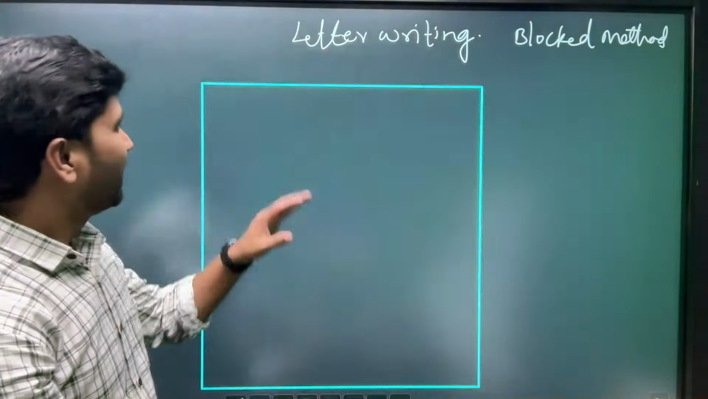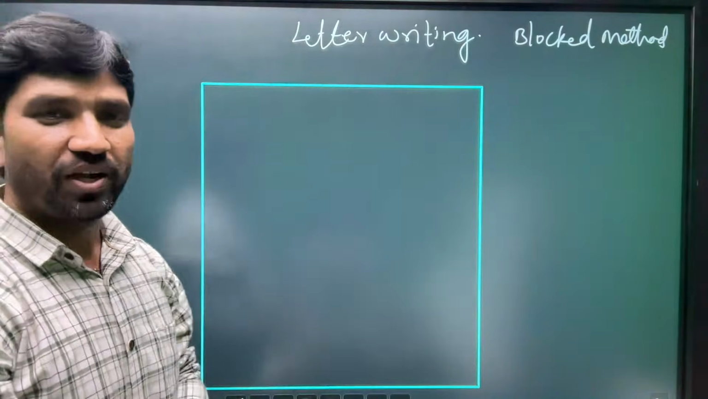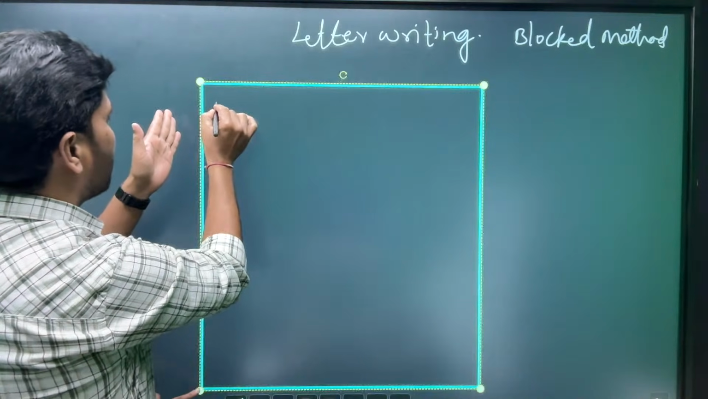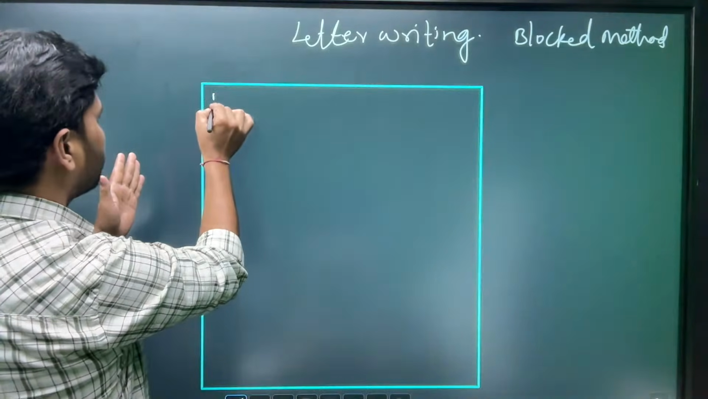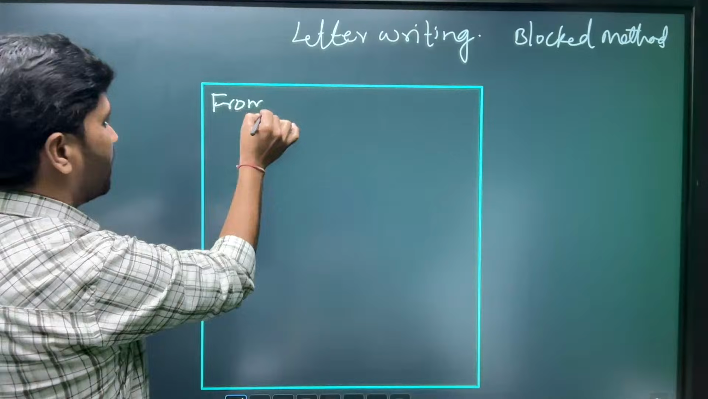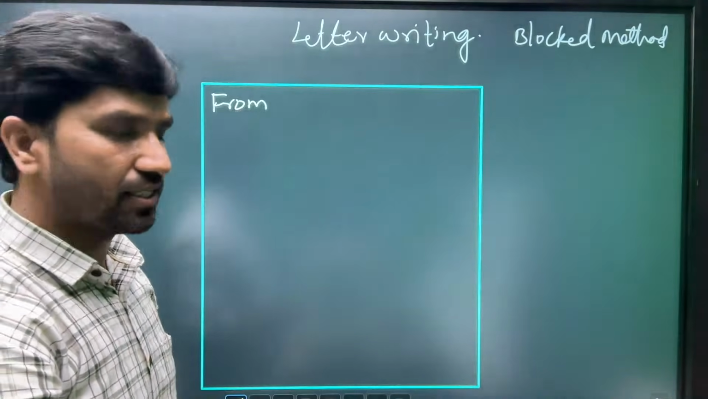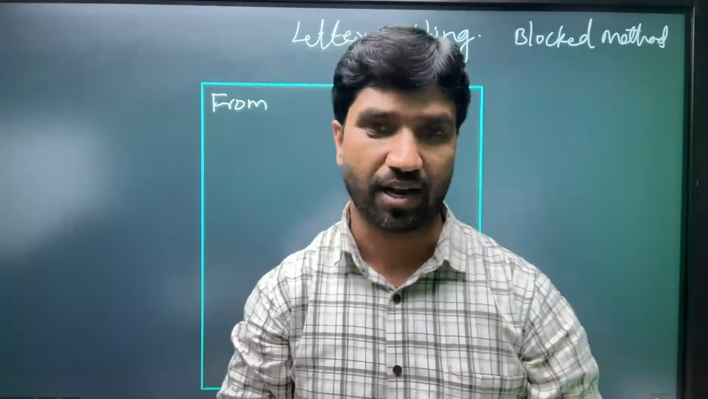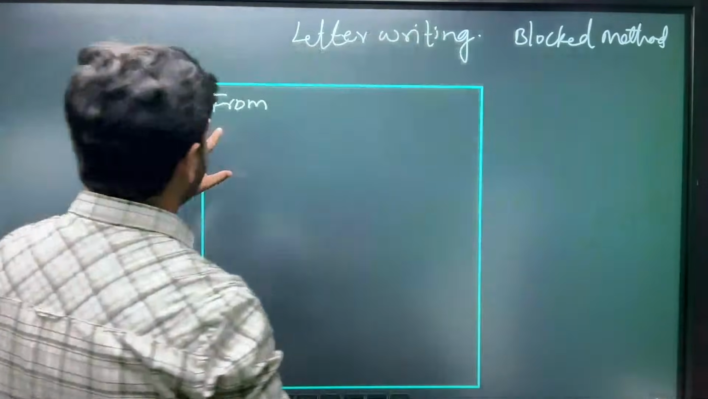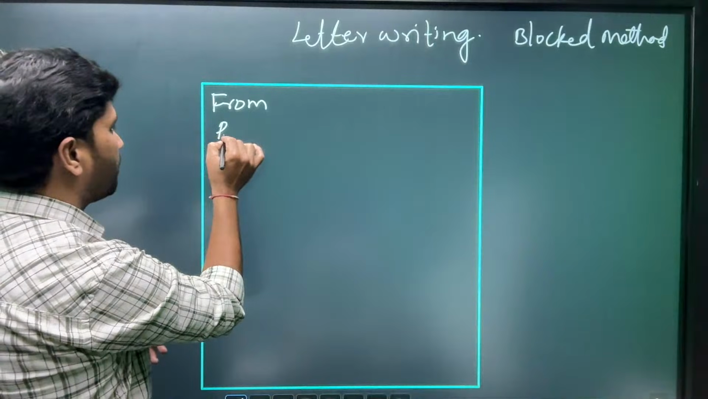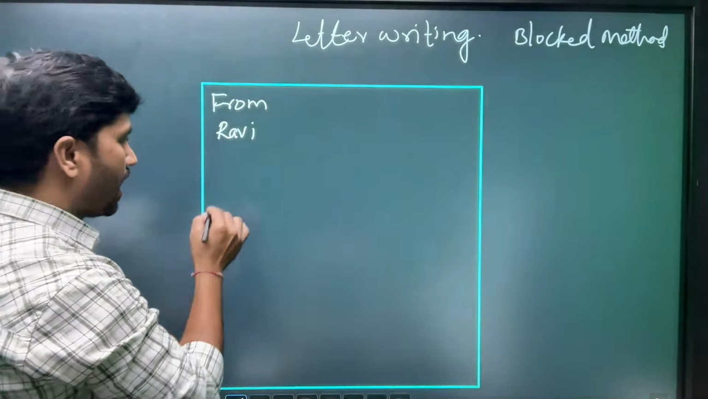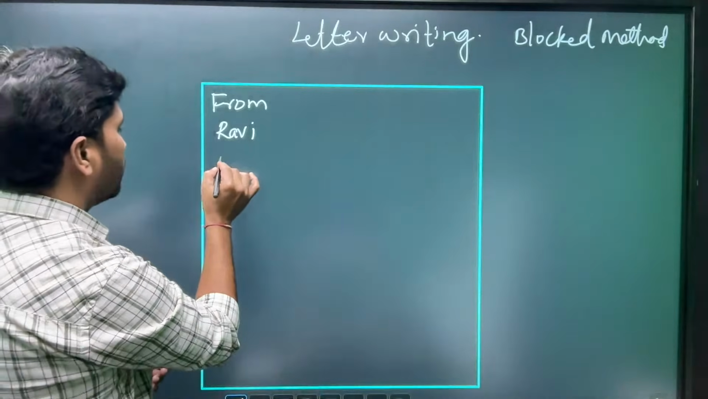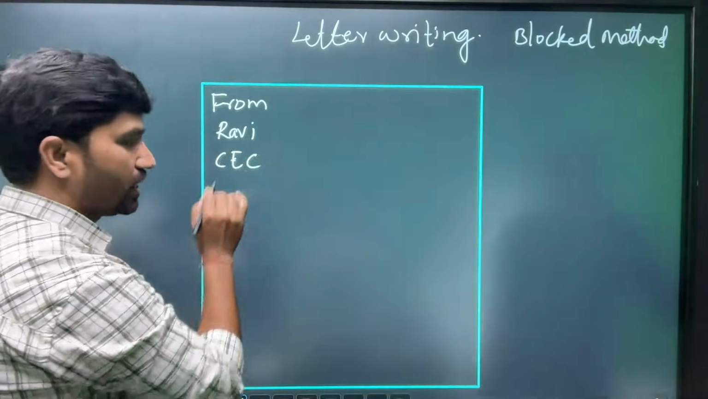Right. So this is a page. Then how to write the letter? How to start it? From the left side we start with the from address. That means your address. For example, the letter is going to be written to your principal to get back all your certificates. So how to write? For example, your name is Ravi, and your admission number, because you are writing a letter to your college. And the section, for example, you belong to CEC, second year.